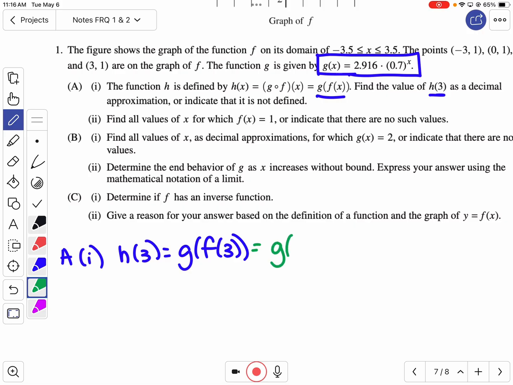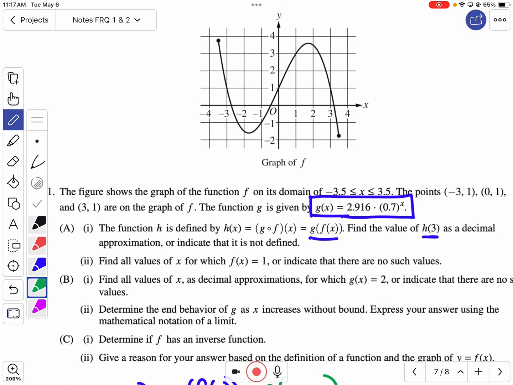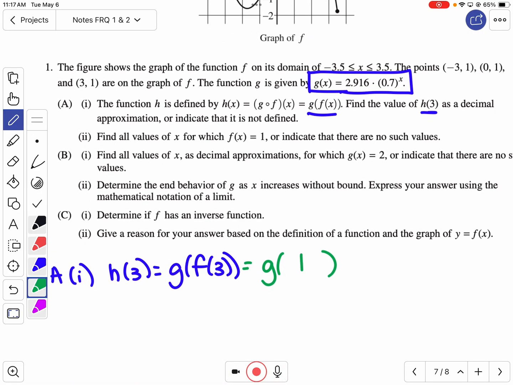We start on the inside. F at 3 is going to come from the graph. In other words, we just want the y value when f is 3. What's that y value? 1. And then because it's calculator active, we're going to take 1 and plug it in for g up there.